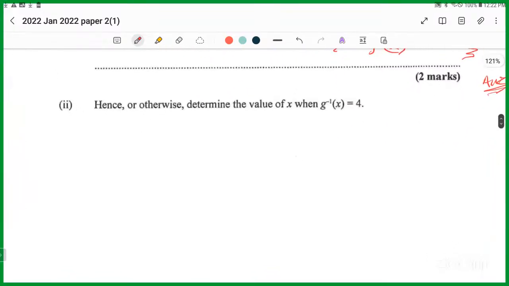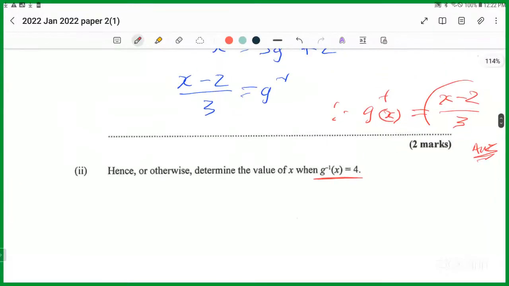This question says, hence or otherwise, determine the value of x when g to the minus 1 is equal to 4. I'm going to do this two ways for you and show you something, even though I don't do this yet. Since we worked out g to the minus 1 of x, and they want to know what it is when it is equal to 4, I can put this expression as my g to the minus 1 of x and put it equal to 4 and solve it. Alright, so let's do that way first.